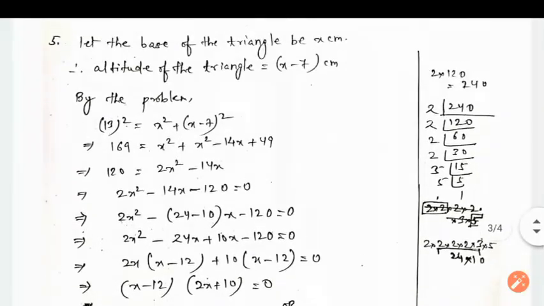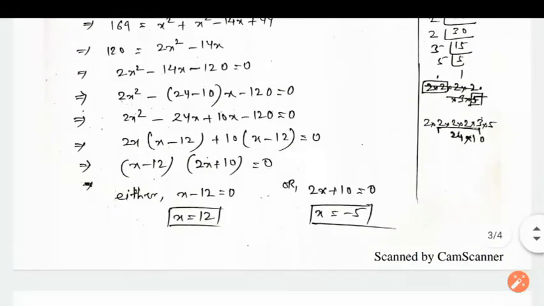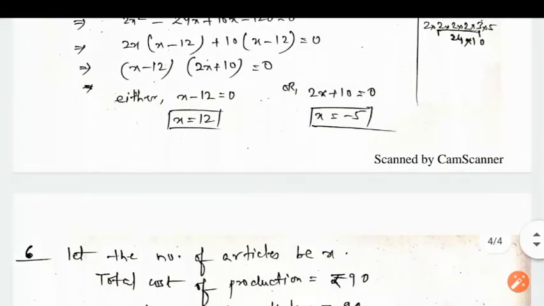So base is 12 centimeter, and what is altitude? 12 minus 7, 5 centimeter. So base is 12 centimeter and altitude is 5 centimeter. So in your notebook you are required to write that also. Okay, I forgot to write that.